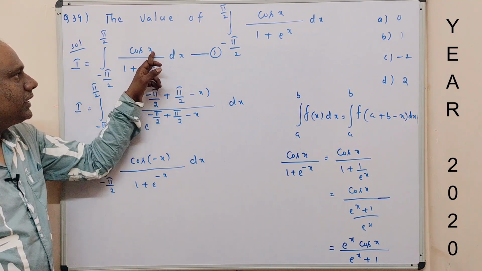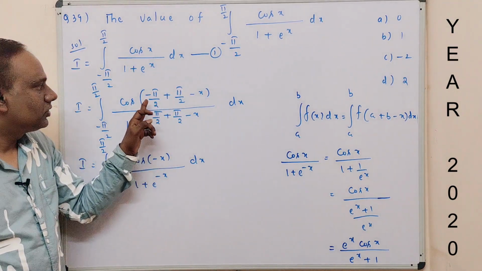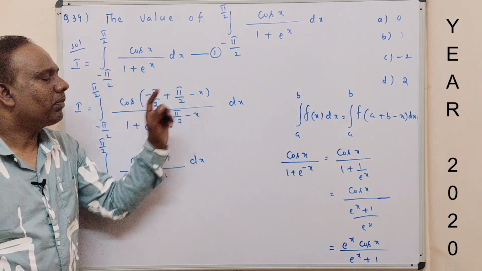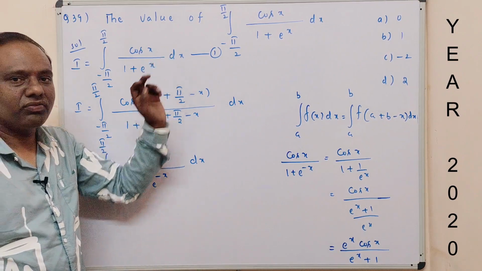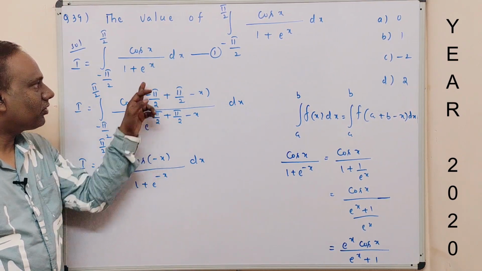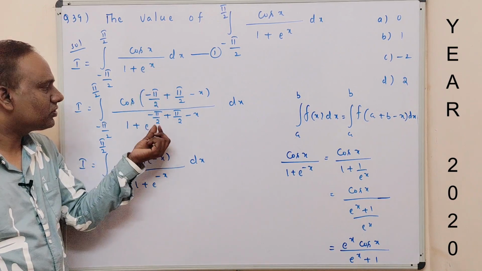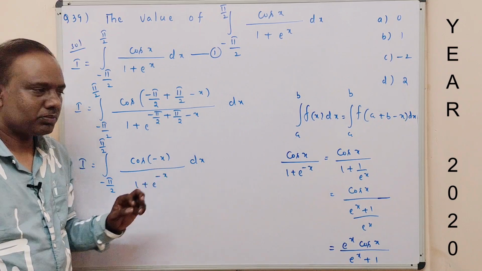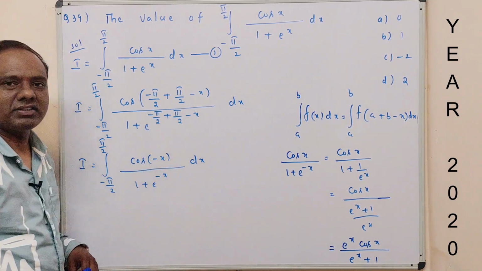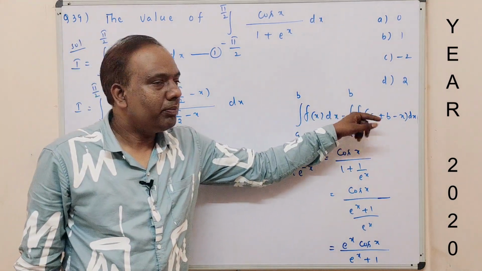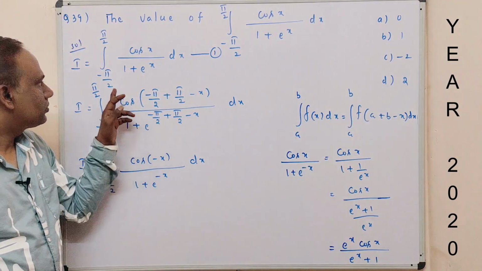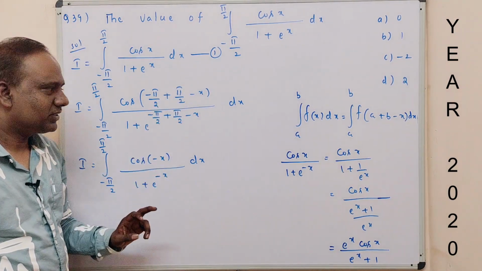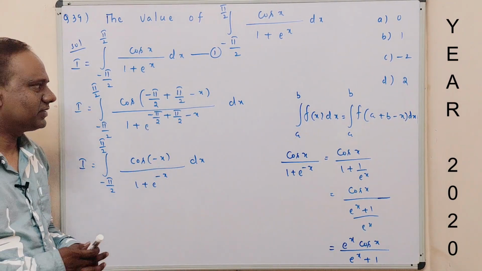So in the place of x we substitute a plus b minus x. In the place of x we are writing a plus b minus x, and 1 plus e power also it is x. In the place of x we can also write minus pi by 2 plus pi by 2 minus x, which means a plus b minus x. So a to b means a plus b minus x, where this is the a value and this is the b value. That's why it is also a plus b minus x.